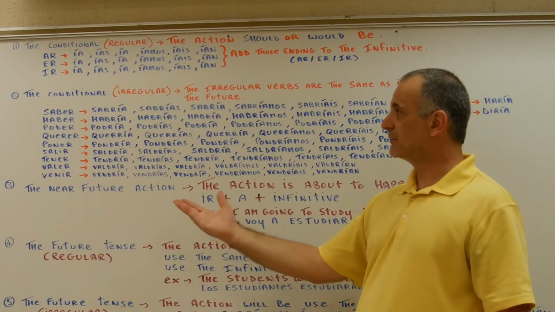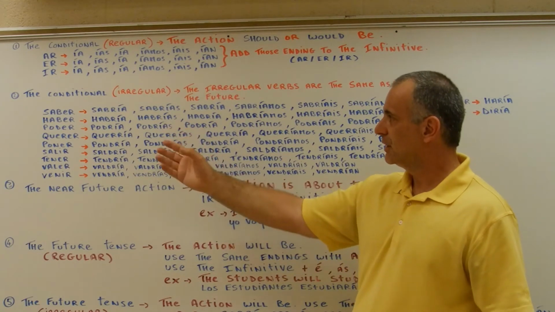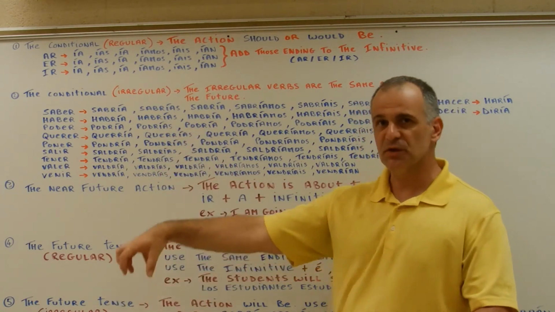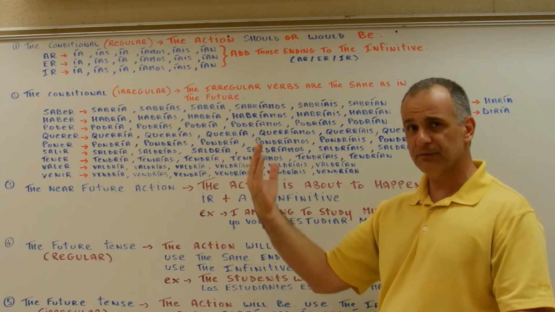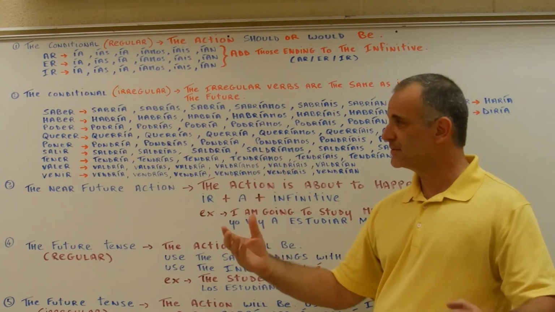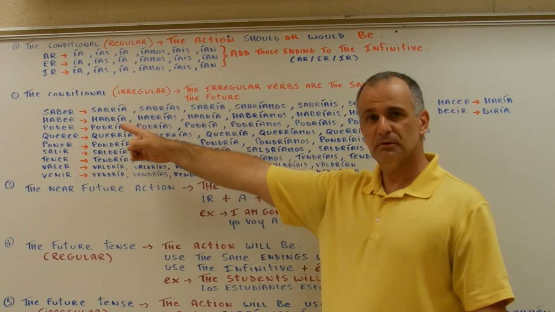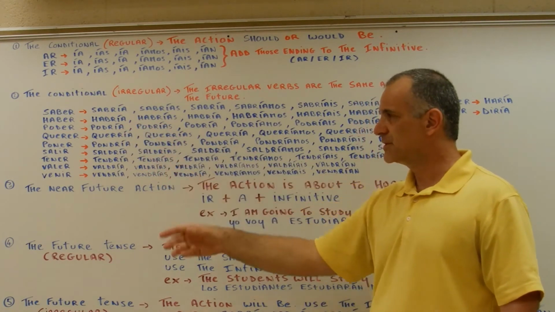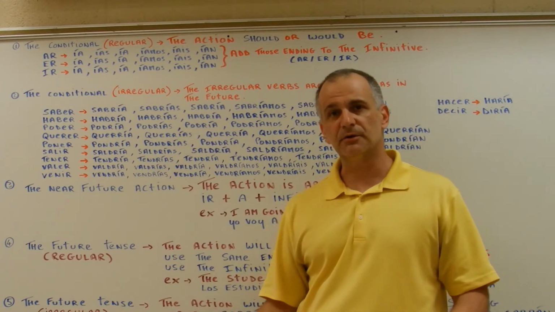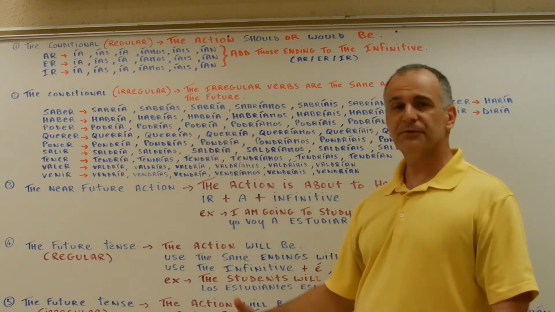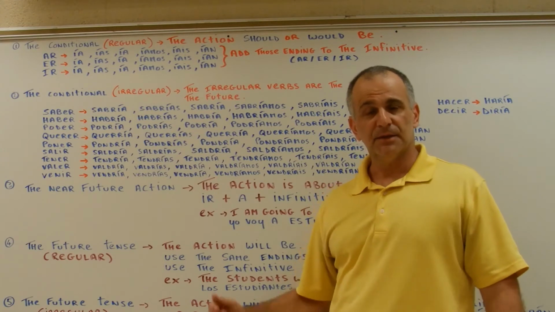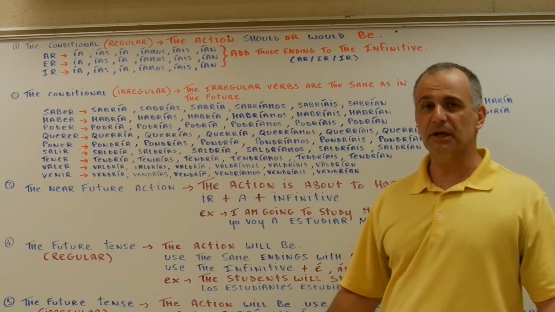What we've done with those guys, okay? We have simply got the last two letters of the infinitive out, and we replaced them by, watch this, an R at the end of the stem. You take saber, take off the ER, you're going to get sab, right? You add the R to it, it becomes sabr. Then you add your conditional ending, sabría.